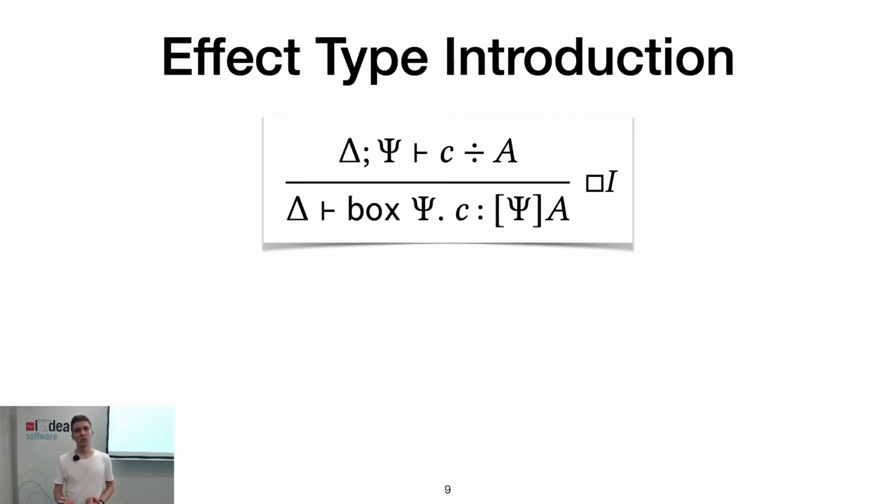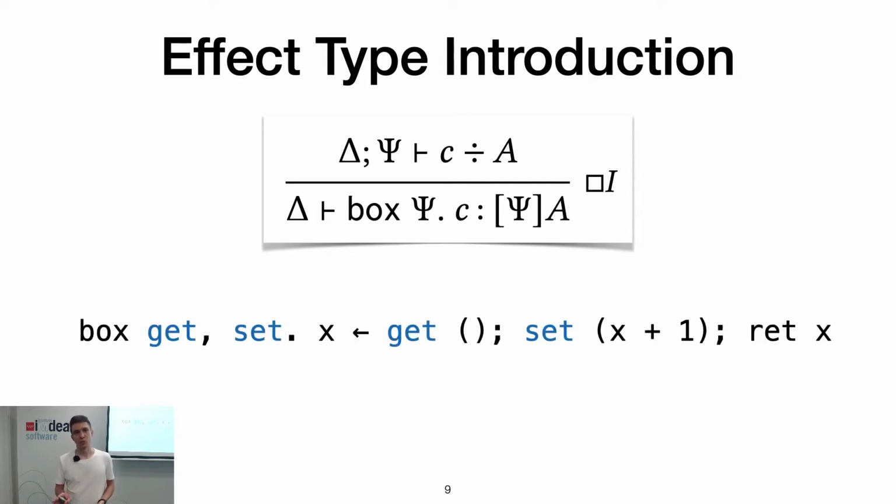So we have this modal box type, and it is a box type generalized via a context. We call it psi in the slide. The term to introduce this type is also called box, which now explicitly binds this context psi. For example, remember the Tinker program.